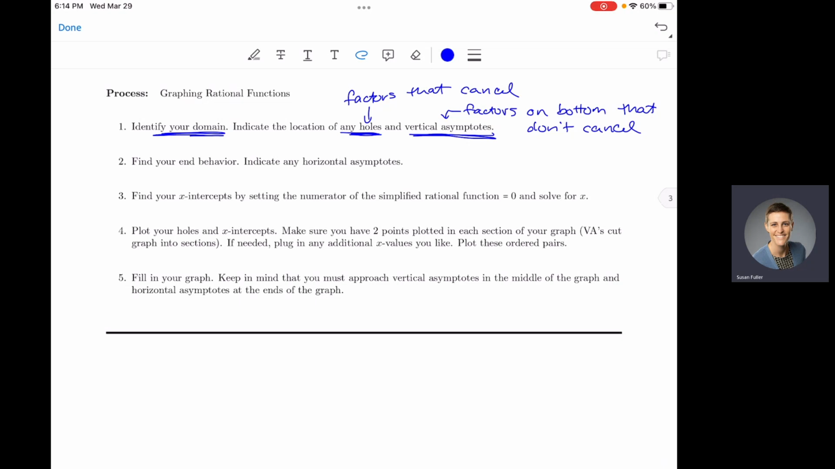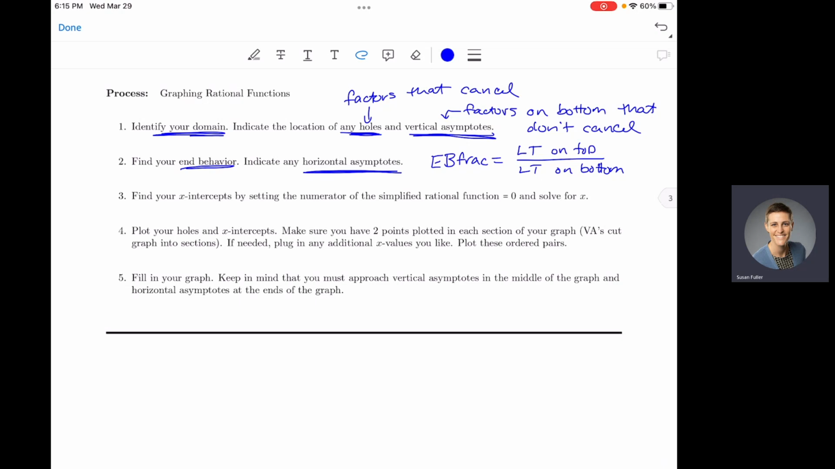The next thing that you're going to do is find your end behavior. Again, to do that, you're going to do your end behavior fraction: the leading term on top over the leading term on the bottom. You're going to simplify that, and whatever that goes to as x goes to infinity creates your horizontal asymptote. We did that in class as well.